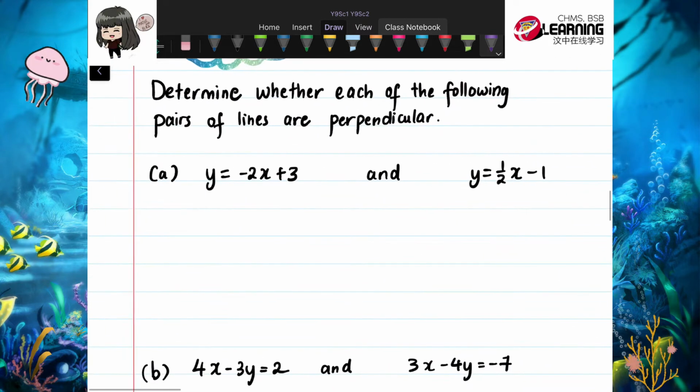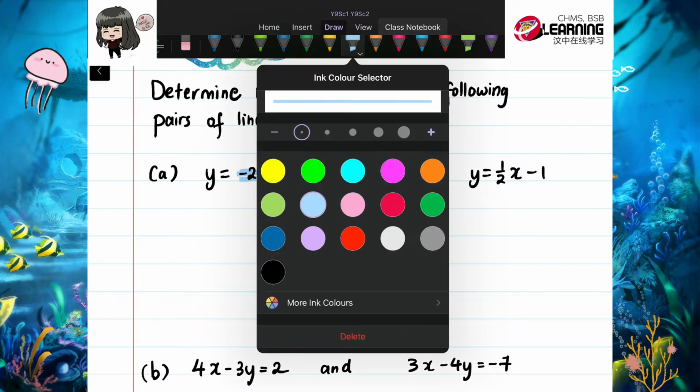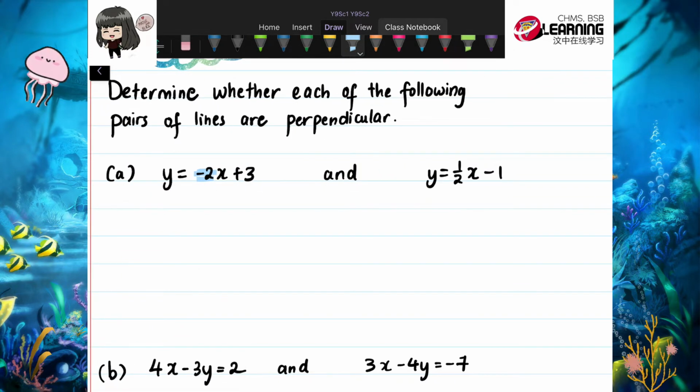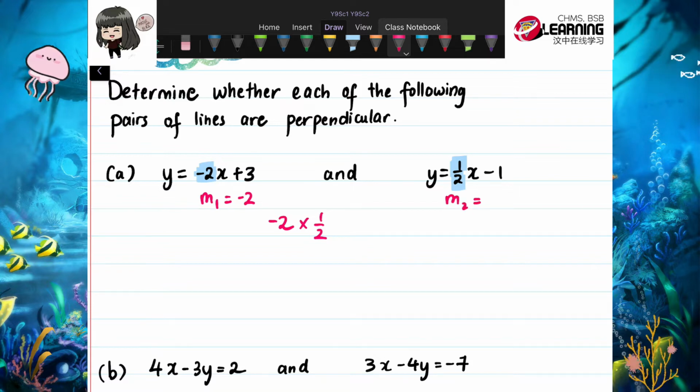Right, let's look at A. You can already see what your m is. It's negative 2. And in the second equation, the gradient is 1 over 2, because it's already y equals mx plus c. I purposely did part A for you like this so you can compare. So m1 is negative 2 and m2 is 1 over 2.